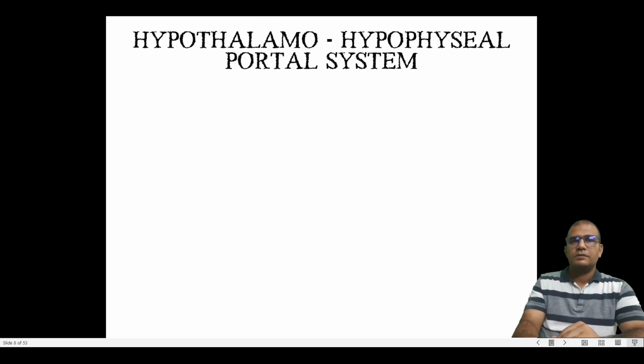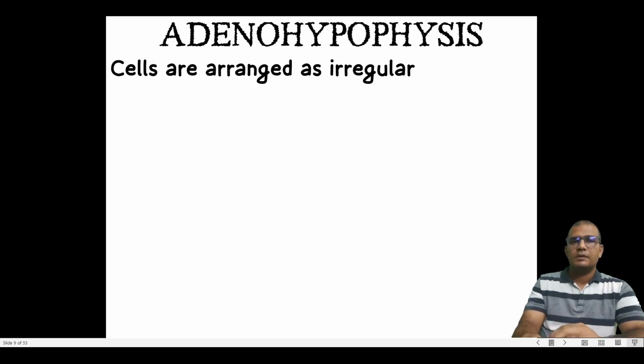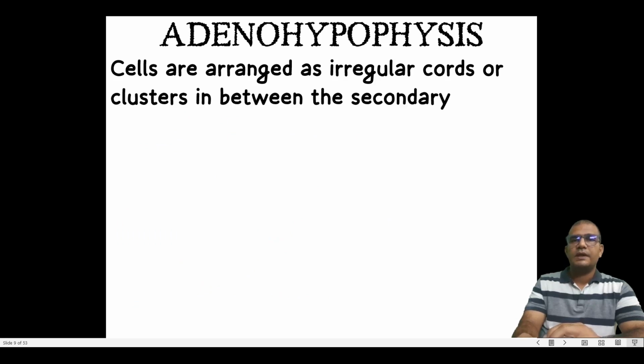So, its stalk. In your short note on the pituitary gland, you should mention the hypothalamo-hypophyseal portal system. It has to be there. The hypothalamo-hypophyseal portal system is a system of capillaries present between the hypothalamus and the anterior lobe, or pars anterior, or we can say the adenohypophysis of the pituitary. The cells are arranged as irregular cords or clusters separated by the capillary plexus, in other words, the cells are arranged in between the capillary plexus.